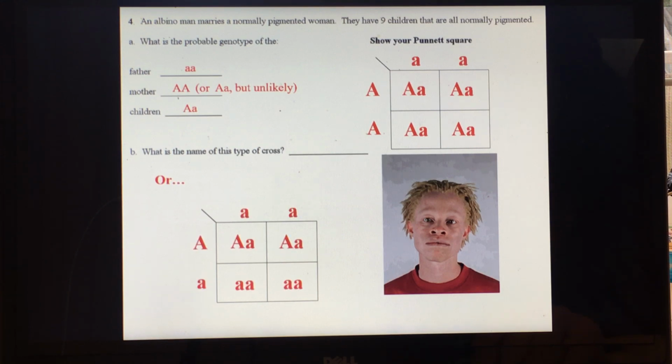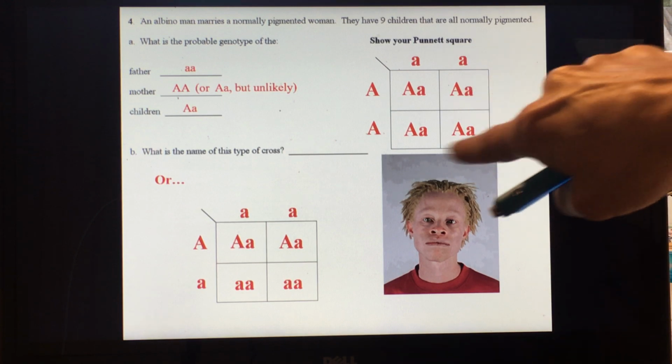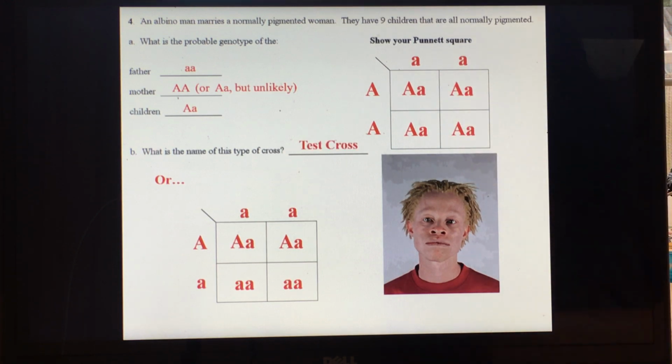So here are our possible Punnett squares. This one is more likely. And this would be considered a monohybrid test cross. Well, not really, because you cannot do test crosses with humans.